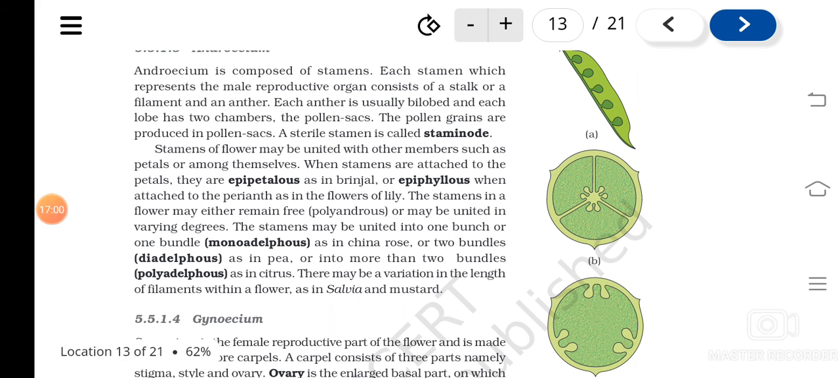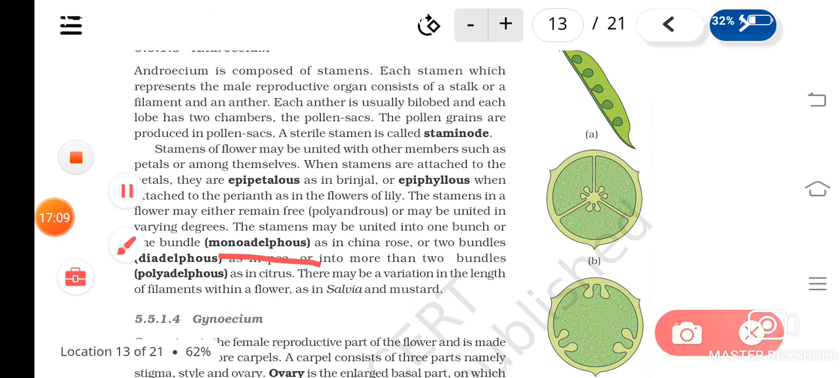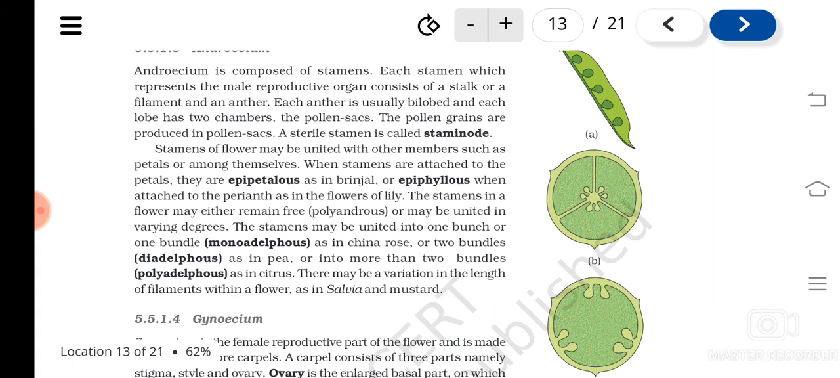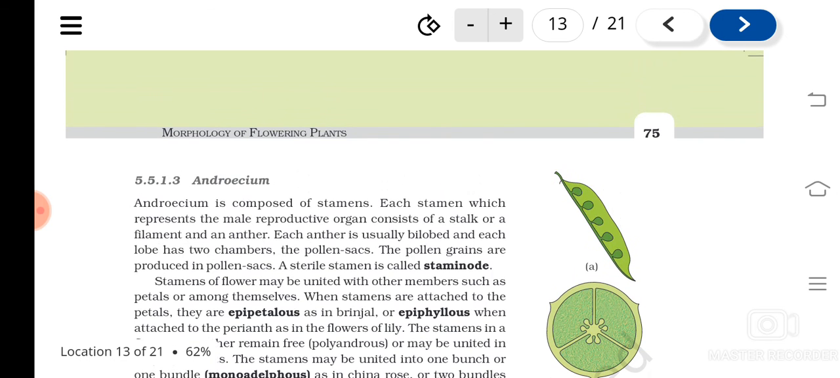If the stamens are united into one group, then it is known as monadelphous. You can see it in China rose. And sometimes they are grouped into two groups or two bundles, then it is known as diadelphous. And if there are more than two bundles, then we call it polyadelphous. So I told you the stamens are the units of androecium, and each consists of anther and filament. Sterile stamens are known as staminoid.